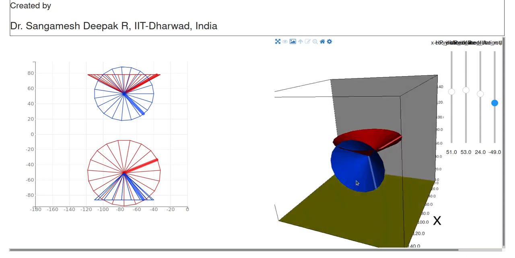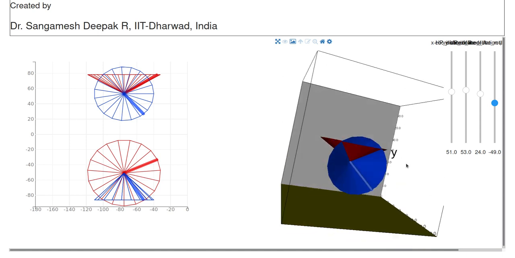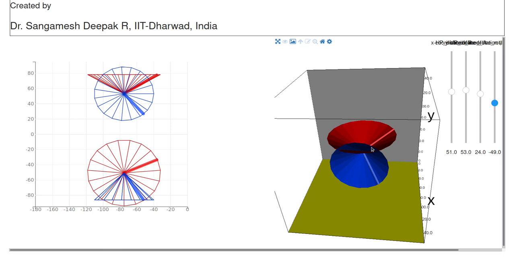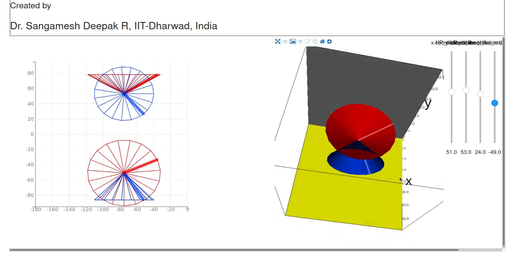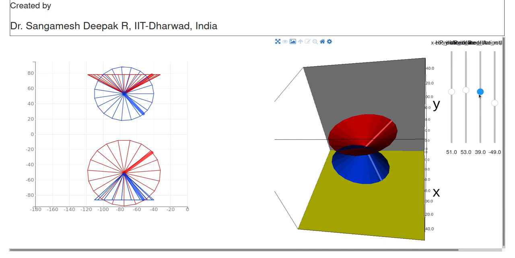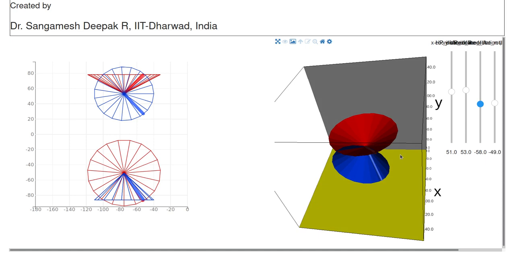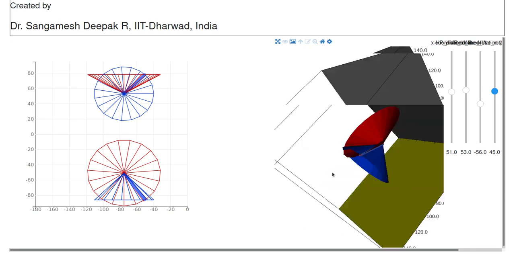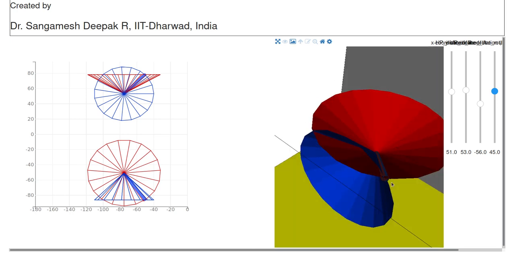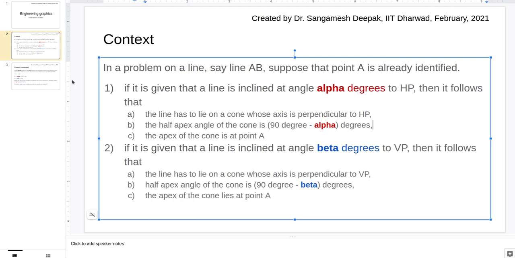So the line that we are looking for has to satisfy both the conditions. It is inclined at alpha with HP and beta with VP, so it means it has to lie on both these cones. Only then can it satisfy. So these two cones have to intersect, and the lines that we are looking for would lie at the intersection. This is the strategy we were using to solve this problem.